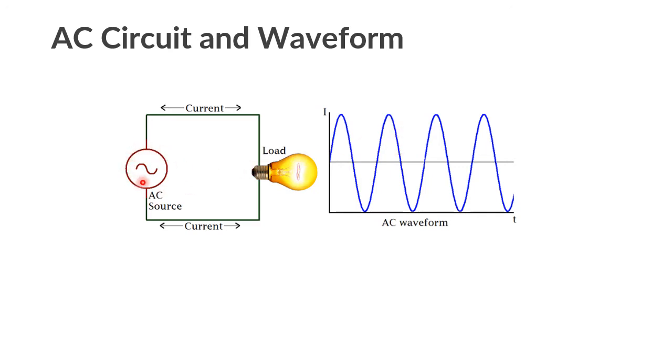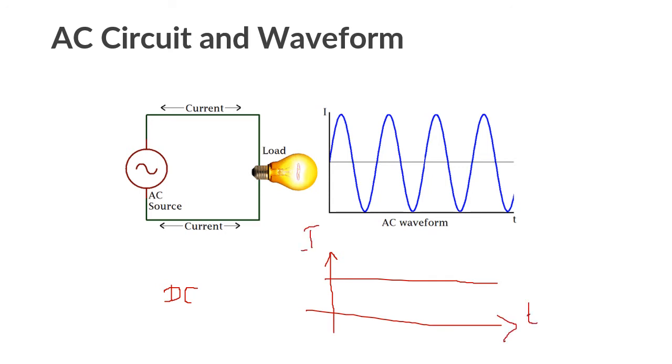If we use different types of sources as voltage source, we will get different types of waveforms. For example, if we use a DC source as our supply, we will get an output waveform something like this. So depending on the source we are using, we will get different types of wave patterns.